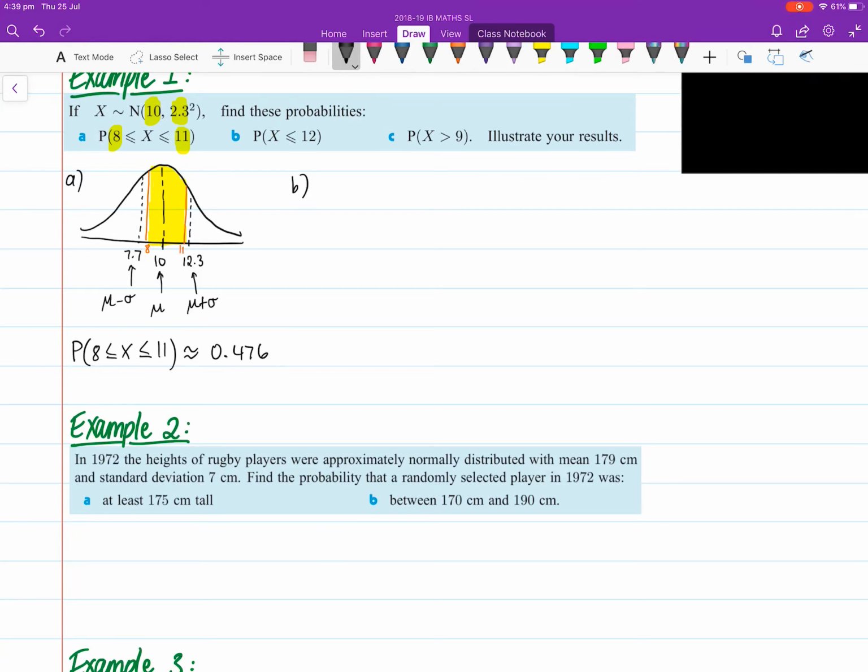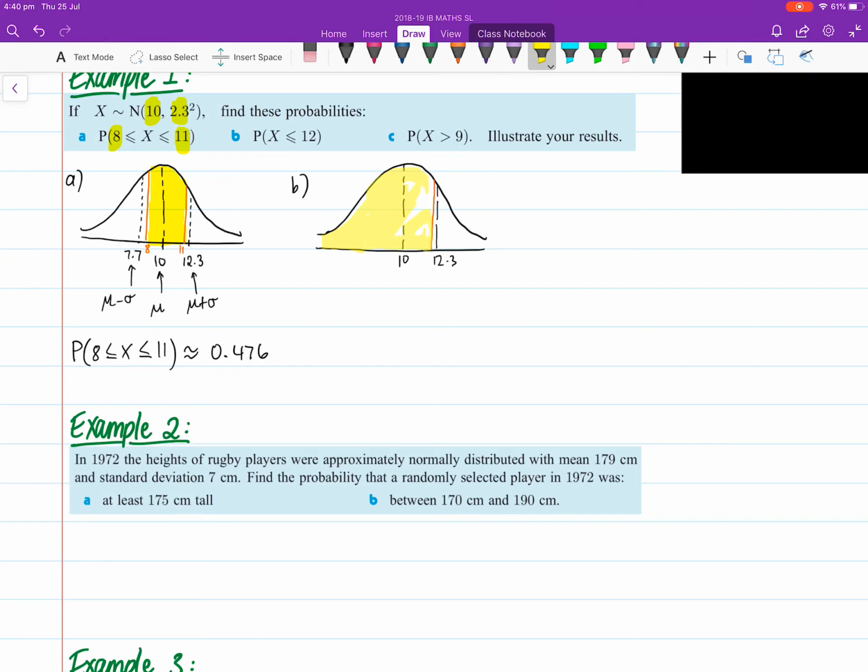Part B, same thing. You've just got to watch the YouTube video and then follow along with your graphics calculator to figure it out. But let's just visualize what this means. If I want the probability of an x that is less than or equal to 12. Okay, there's 10. 12.3 is there. 12 is somewhere here. Less than or equal to 12. So that means all this bit down here.